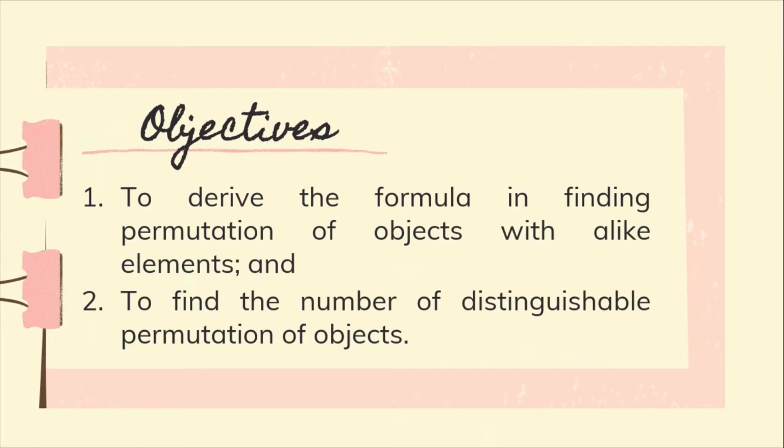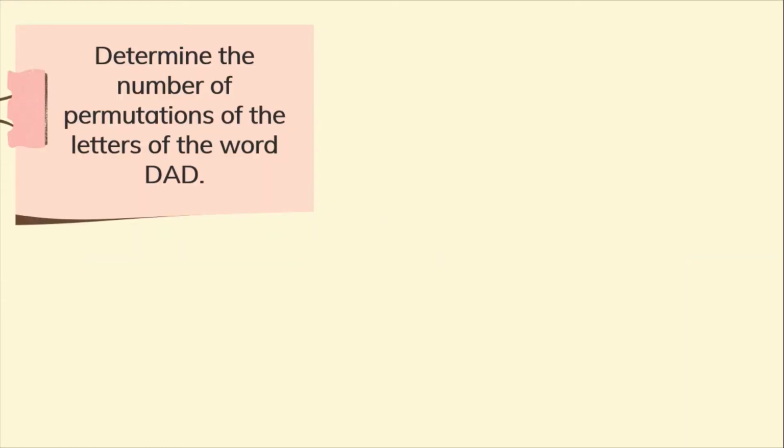This video lesson has the following objectives: to derive the formula in finding permutation of objects with alike elements, and to find the number of distinguishable permutation of the given objects. Let us first determine the number of permutations of the letters of the word dad.